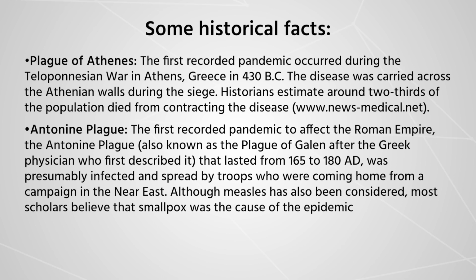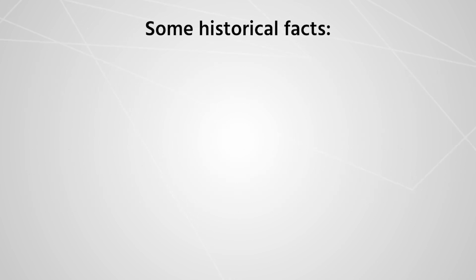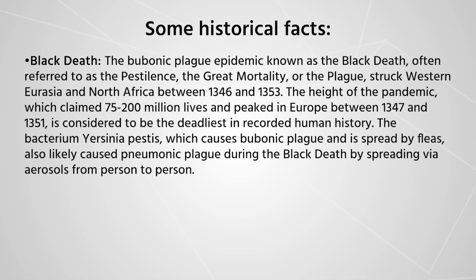Then came the Antonine Plague. It was the first recorded pandemic to affect the Roman Empire. The Antonine Plague, which lasted from 165 to 180 AD, was presumably spread by troops who were coming from a campaign to the Near East. Although measles has also been considered, most scholars believe that smallpox was the cause of the pandemic.